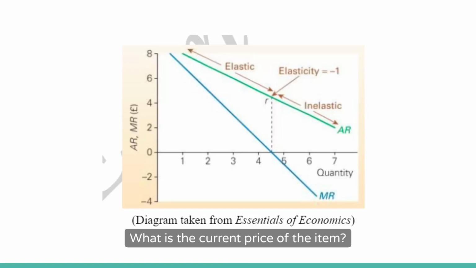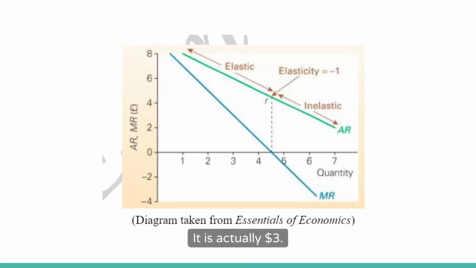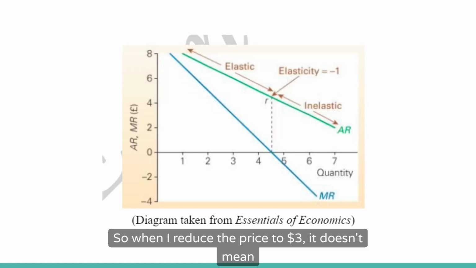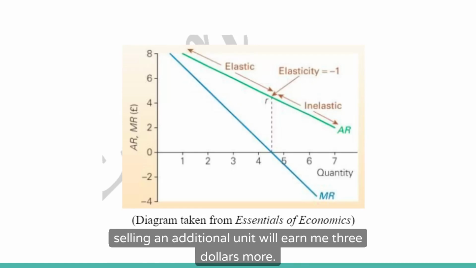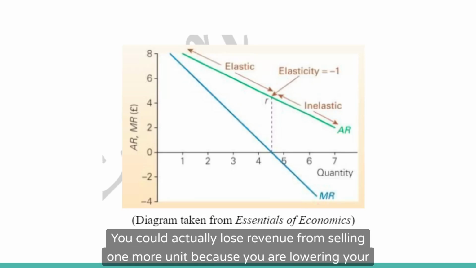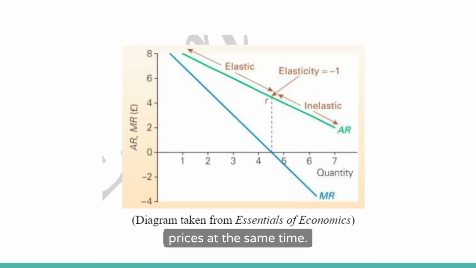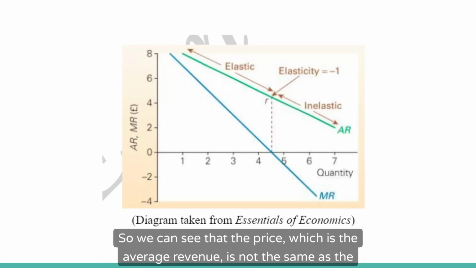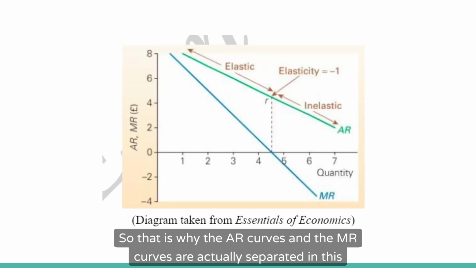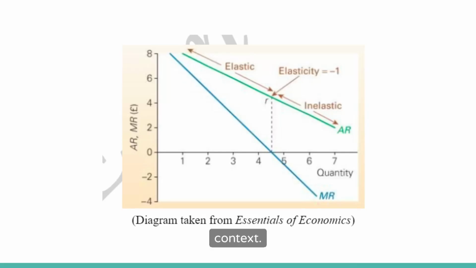What is the current price of the item? It is actually $3. So when I reduce the price to $3, it doesn't mean that selling an additional unit will earn me $3 more. You could actually lose revenue from selling one more unit because you're lowering your prices at the same time. So we can see that the price, which is the average revenue, is not the same as the marginal revenue here. That is why the AR curve and the MR curve are actually separated in this context.